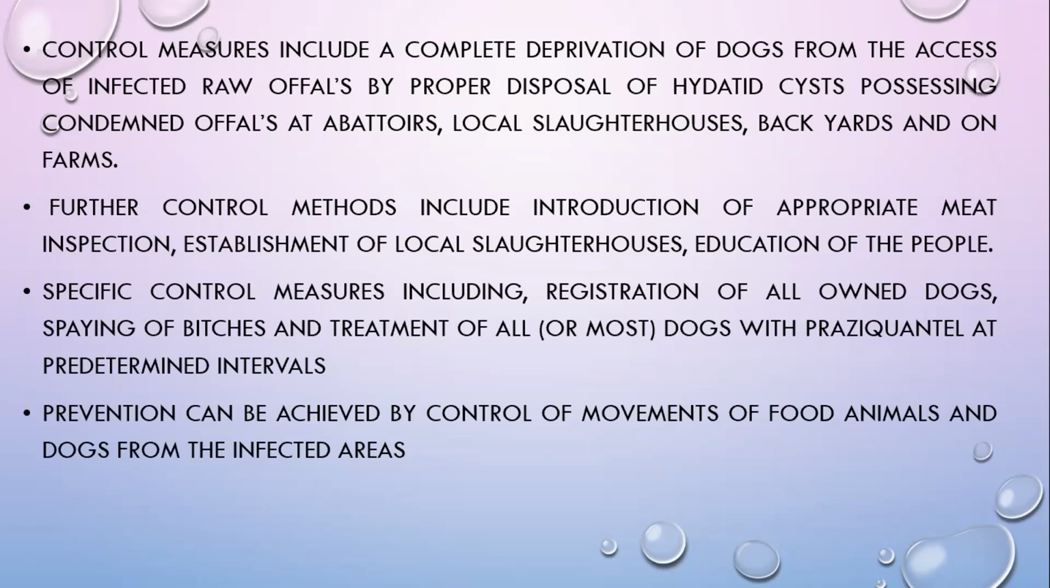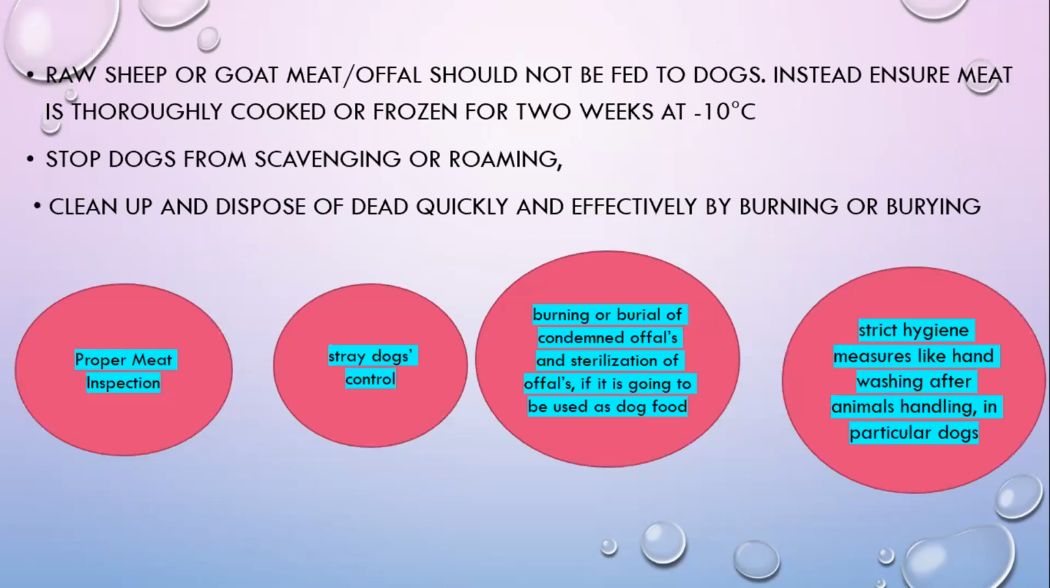Also, it is important to prevent the sheep from getting infected by the eggs of these tapeworms. That can be done by proper disposal of the dog feces, controlling the movements of food animals and dogs, and other controls. Also, there should be control of the population, stray dog control. Raw sheep or goat meat should not be offered to the dogs. Meat should be frozen, kept at minus 10 degrees centigrade or lower.